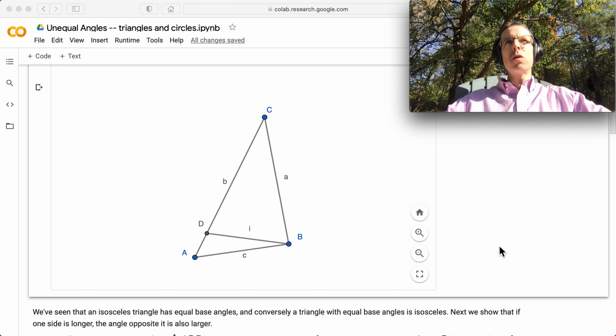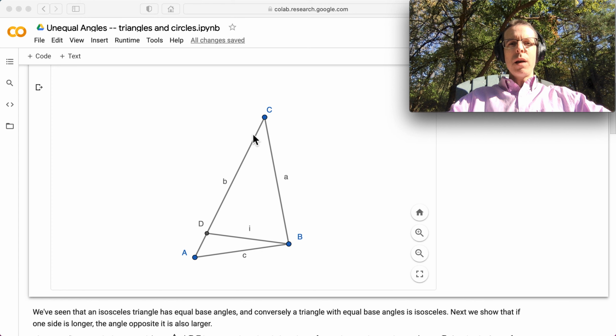What we know about isosceles triangles is that if they have equal sides, then they have equal angles. And if they have equal angles, then they have equal sides. So to be more precise, if angle CDB equals angle DBC, then the side CD is also equal to the side CB. So if two angles are equal in a triangle, then the opposite sides to those angles are equal. If two sides are equal, then the opposite angles to those are equal. So that's all about equality.